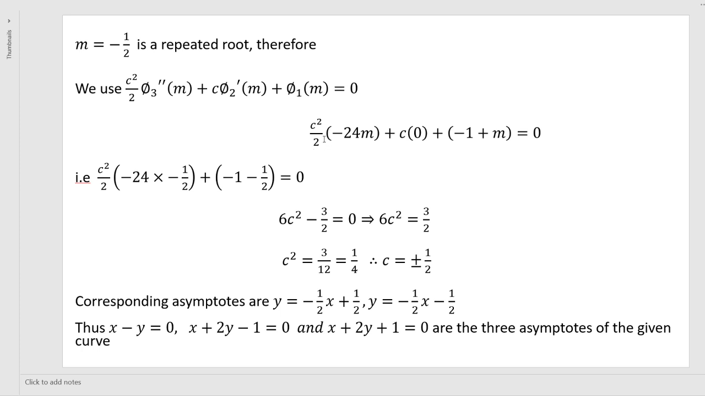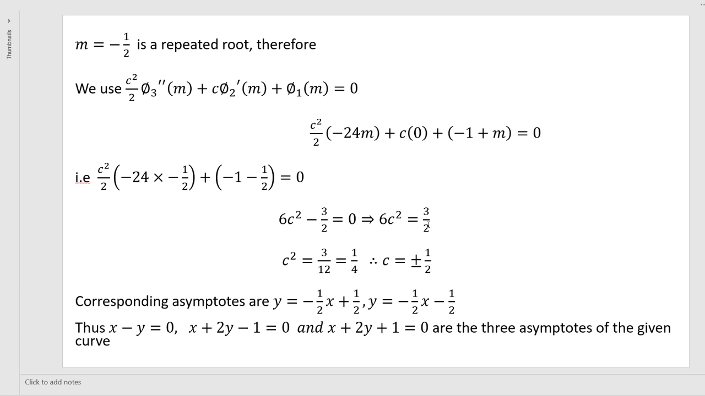C square by 2 into minus 24m, where m is minus 1 by 2. Just put the m values. Minus 24 into minus 1 by 2 plus minus 1 plus m, where m is minus 1 by 2. Therefore, I write minus 1 by 2 is equal to 0. Here, minus into minus is plus. 2 12s are 24. Again, 2 6s are 12. 6c square minus 1 minus 1 by 2, which is minus 3 by 2, is equal to 0. So 6c square is equal to 3 by 2.